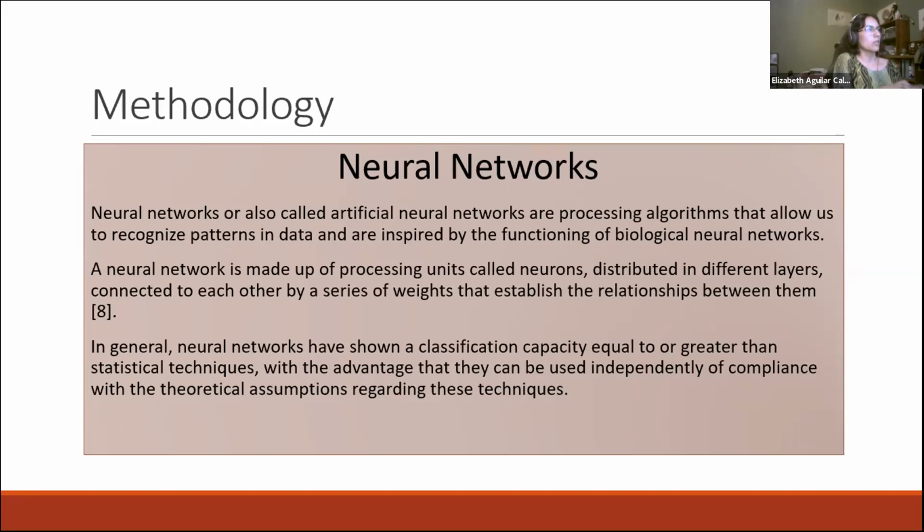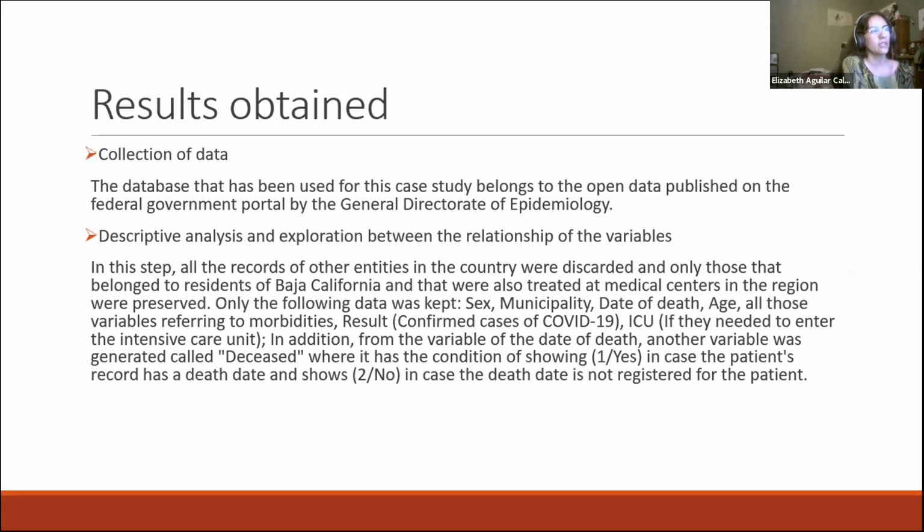Then we use a neural network. Neural networks, also called artificial neural networks, are processing algorithms that allow us to recognize patterns in data and are inspired by the functionality of biological neural networks. A neural network is made up of processing units called neurons, distributed in different layers and connected to one another by a series of weights that establish the relationship between them. In general, neural networks have shown a classification capacity equal to or greater than statistical techniques, with the advantage that they can be used independently of complex theoretical assumptions.